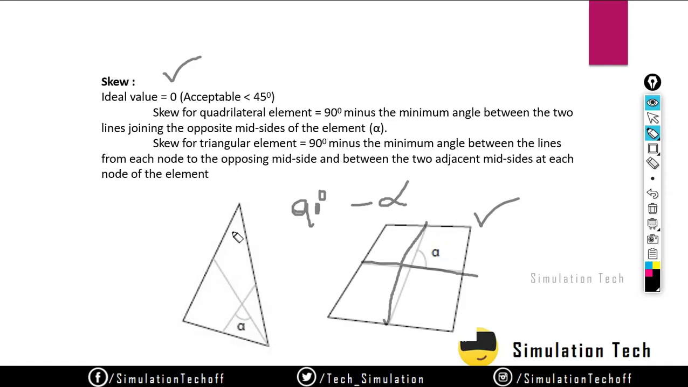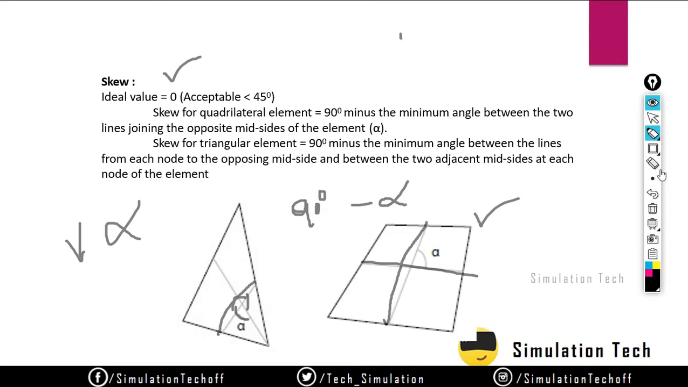So in the meanwhile, for a triangular element, take the midpoint to the vertex, and the midpoint to the opposite sides. So you have an opposite side, midpoint to midpoint, and you will get a minimum angle, whatever it is. You may get it from here or here. Comparing the four angles, one angle will be the minimum. That is called alpha. So that alpha, 90 degrees minus alpha, should be, if it is 0, that is okay.